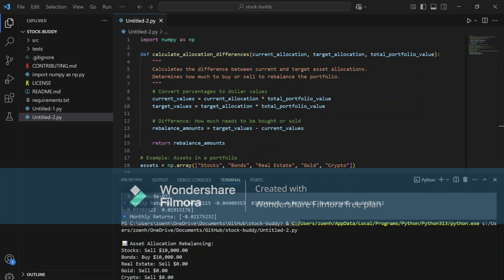All right, diving into question number 5. We want to implement a sample asset allocation tool. We're going to want to store the current and target allocations in arrays, calculate the allocation differences, and determine the rebalancing needs. So, diving into the code, import numpy. Like we said before, it's good with numbers and math. We want to define our function called calculate allocation differences. It takes 3 inputs: current allocation, target allocation, and total portfolio value.